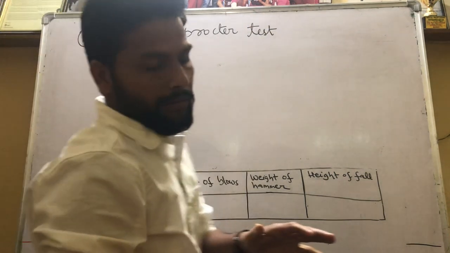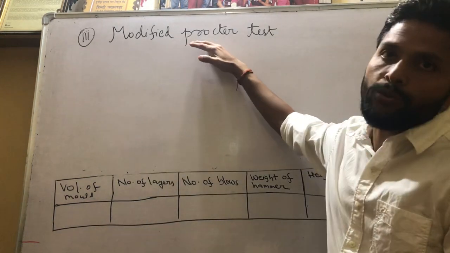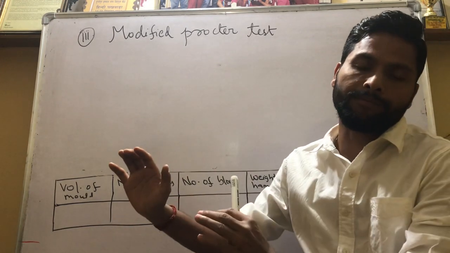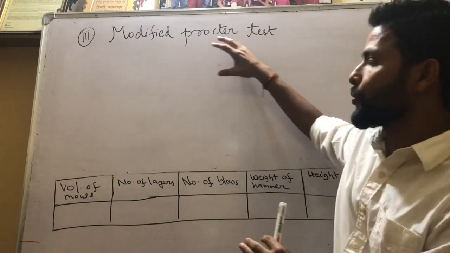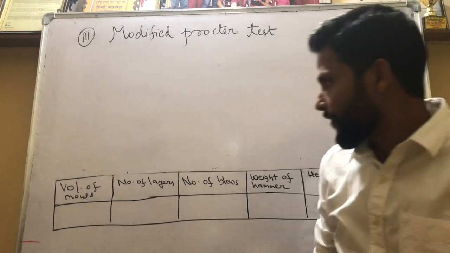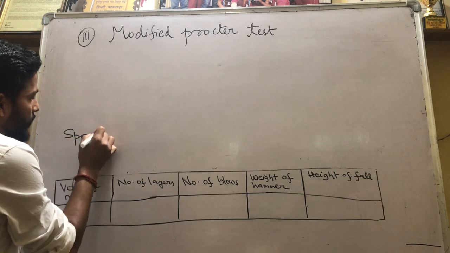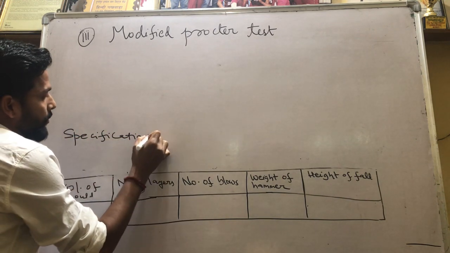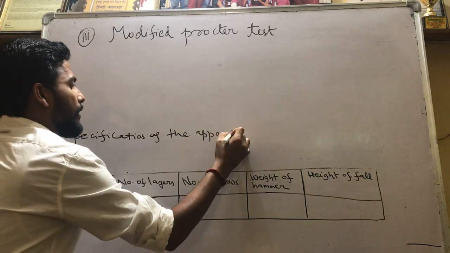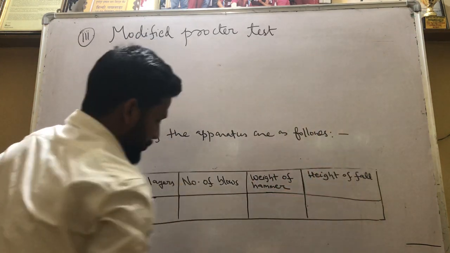India के बाहर or other parts of the world like USA, modified Proctor test use होते हैं heavy construction job के लिए. अगर कहीं हैवी कंस्ट्रक्शन टाइप ऑफ वर्क्स है उस जगह का मुझे मॉडिफाइड प्रॉक्टर टेस्ट यूज करना पड़ेगा. इसमें क्या करना पड़ेगा? First of all, write down the specifications of the apparatus. Specifications of the apparatus are as follows.